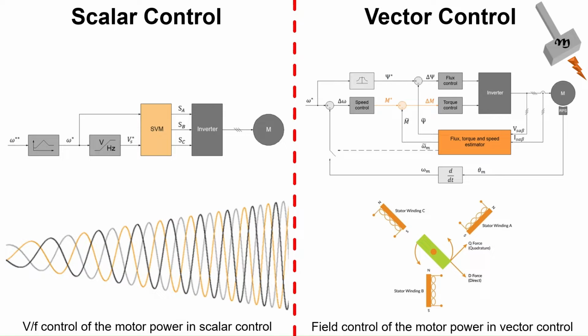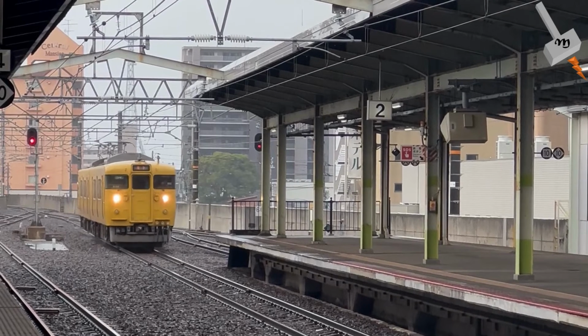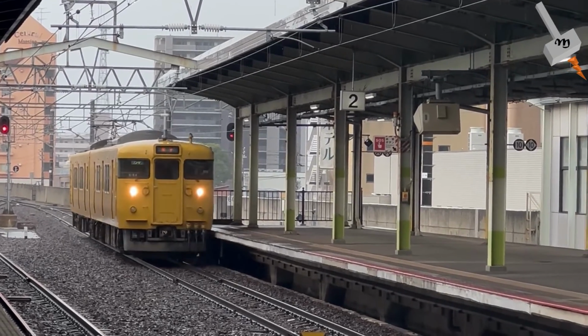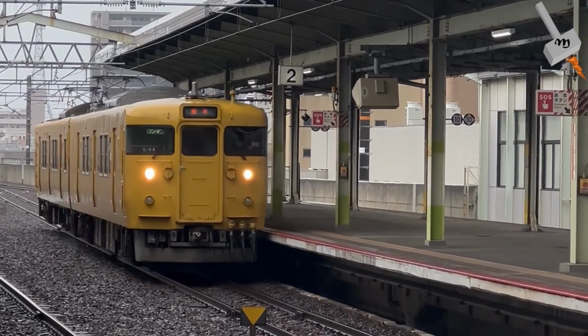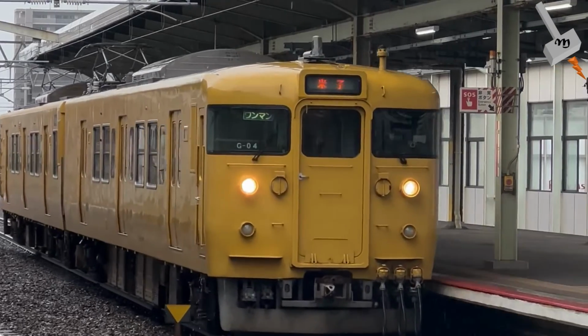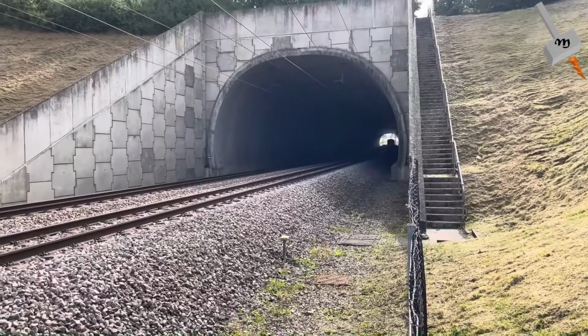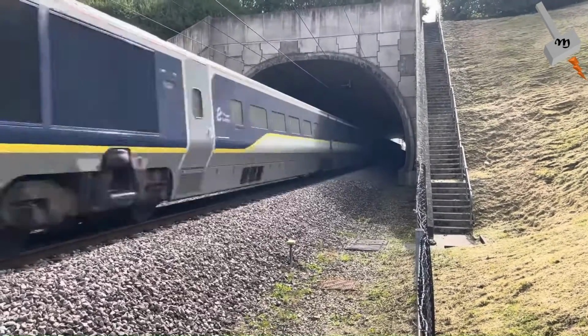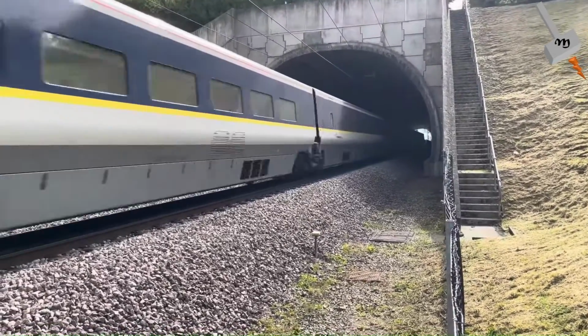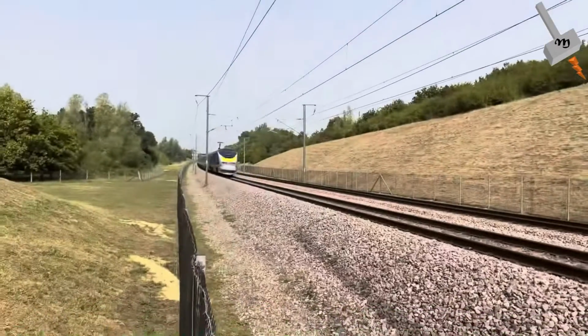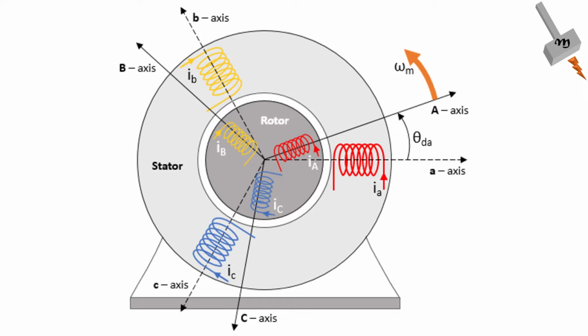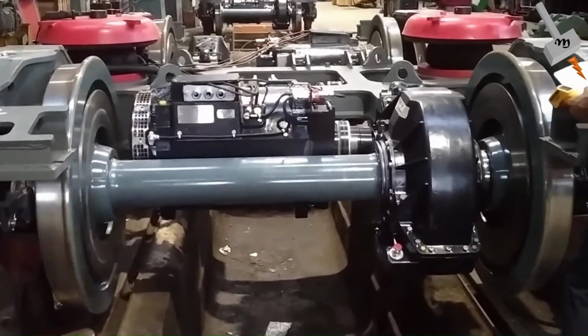They are simple, cost effective, and work reasonably well where dynamic performance is not critical. Earlier electric locomotives and urban transit systems often used scalar control due to its simplicity. But for applications demanding real time responsiveness, such as a Eurostar train climbing a steep gradient or a Shinkansen decelerating rapidly at a station, scalar control falls short. This is where vector control comes in, also known as field oriented control.